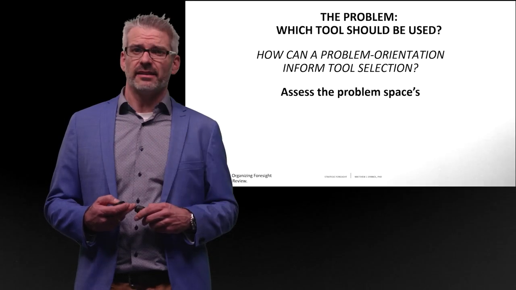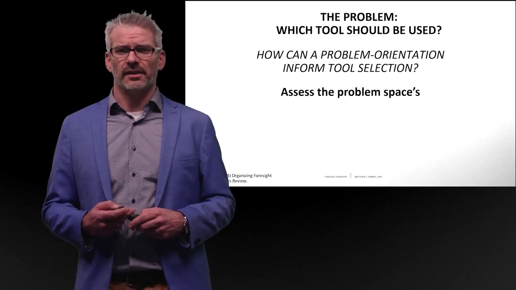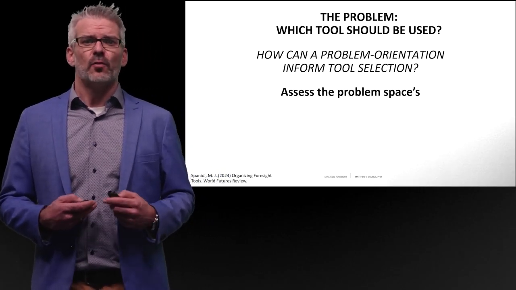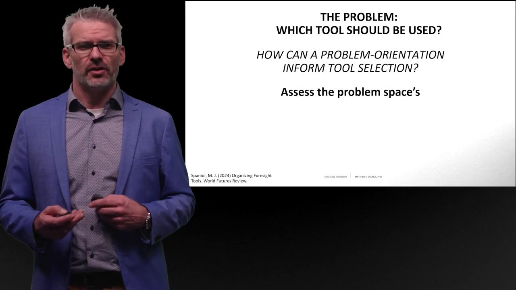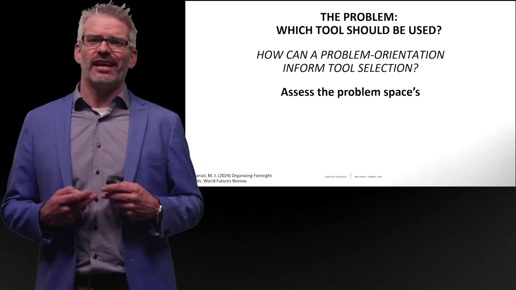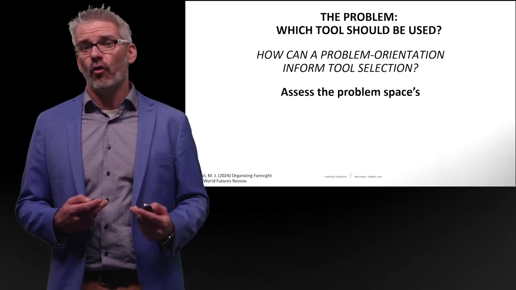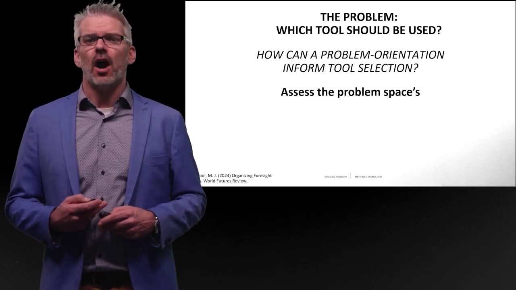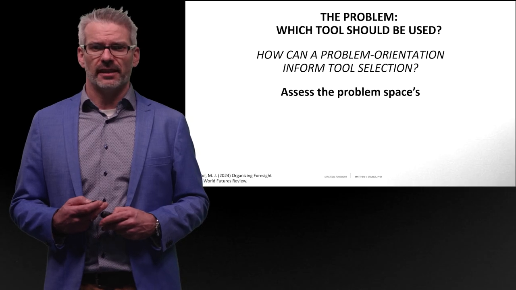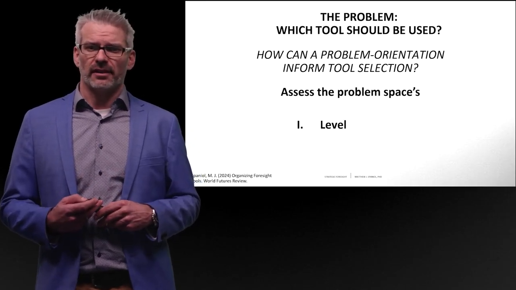In this paper, I ask a different question, namely, how can a problem orientation inform tool selection? And to answer the question, we inquire into the problem that the user or the users are facing. The central thesis in this paper is that if we can diagnose the problem space, then this can inform tool selection. I'll rely on two frameworks for assessing the problem space. Both of these are uncertainty frameworks.